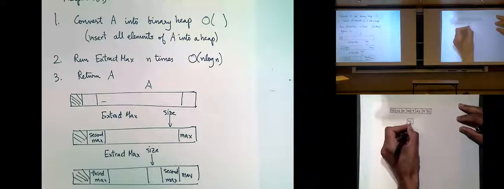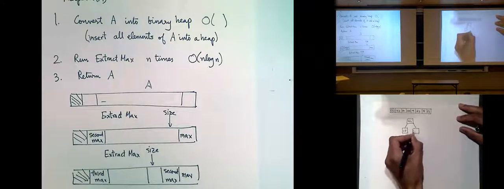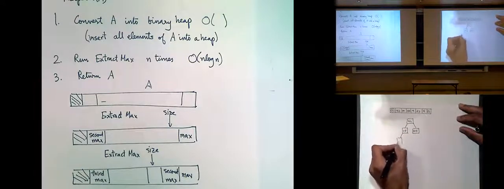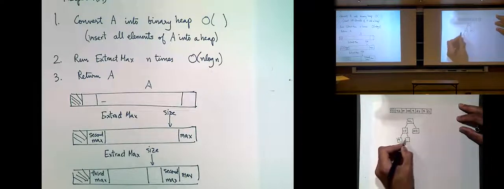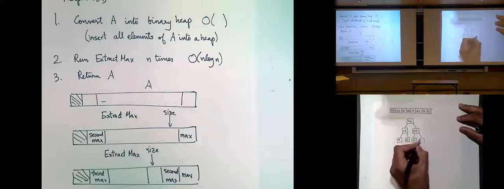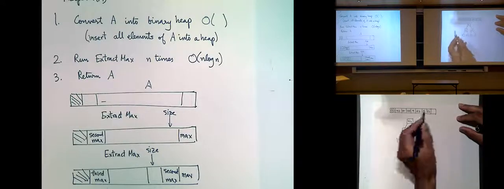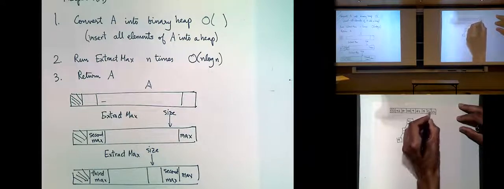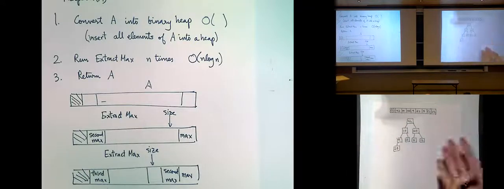heap, 42, 10, 107, 9, 63, 5, 12. Let me not make it a power of 2, and 25. Okay. Or let me not make it fully binary. So okay, so this is not a heap.